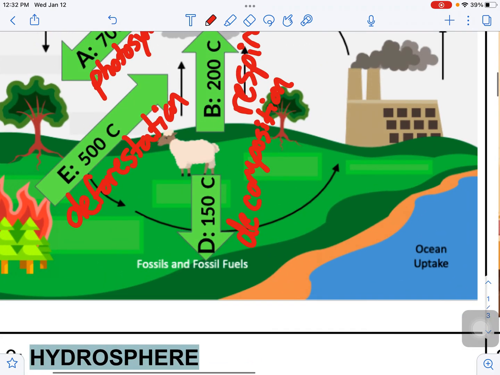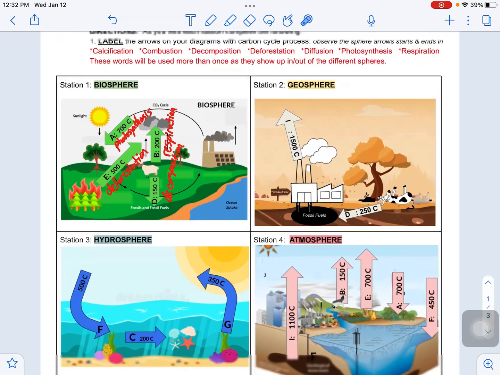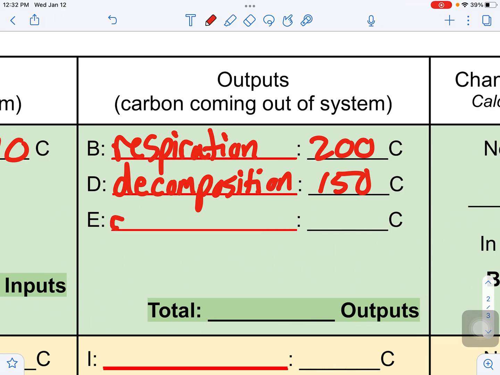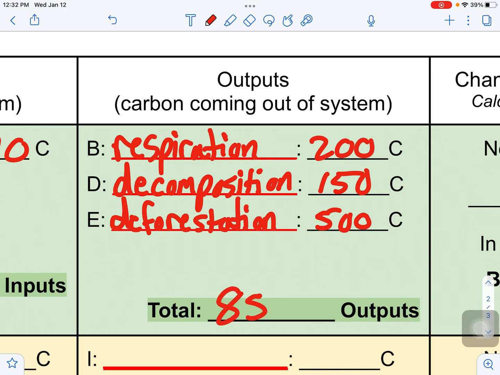All right, letter E. Letter E, I can see, is deforestation, 500 units of carbon. Deforestation is 500 units of carbon. So my total outputs, I'm just going to add up my total outputs. It looks like 850 units of carbon.